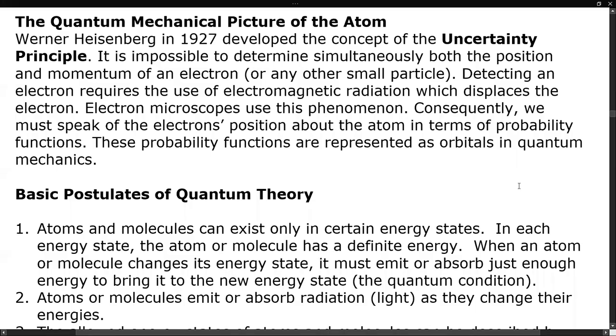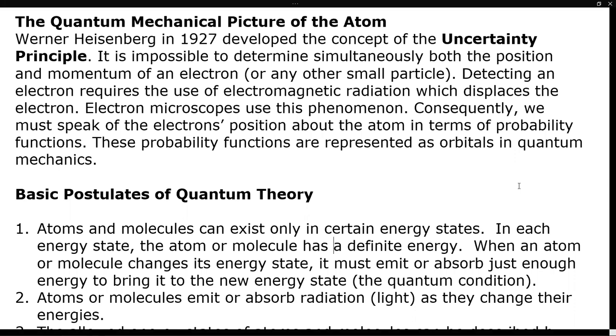Okay, let's talk about the quantum mechanical picture of the atom. We alluded to that a little bit last time with the de Broglie wavelength. If it has a wavelength, then the particle properties aren't completely apparent, and it's more proper to talk about it as a probability function.